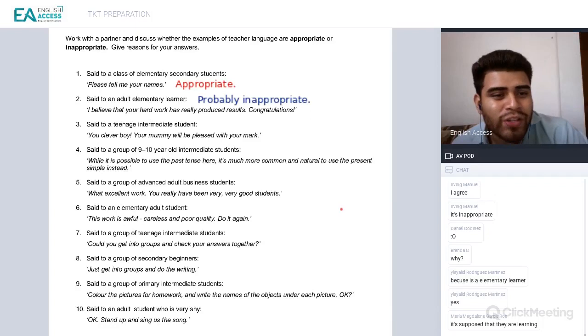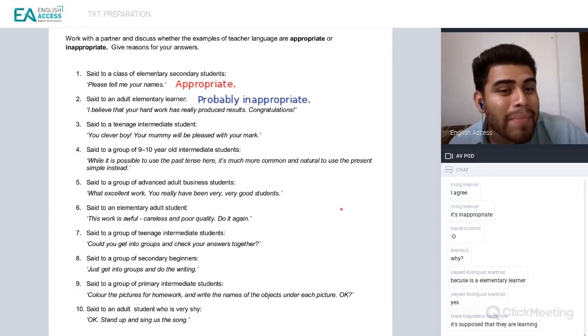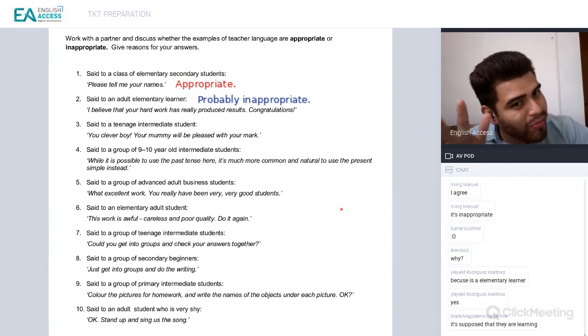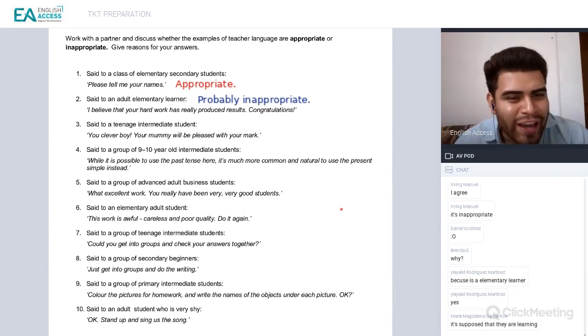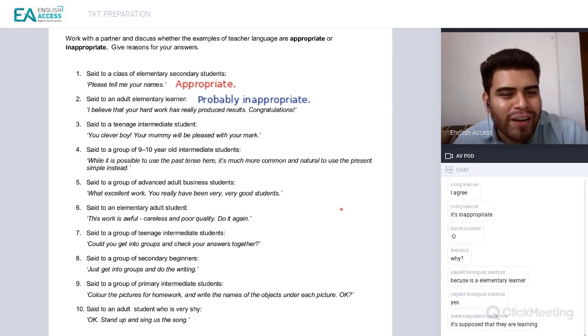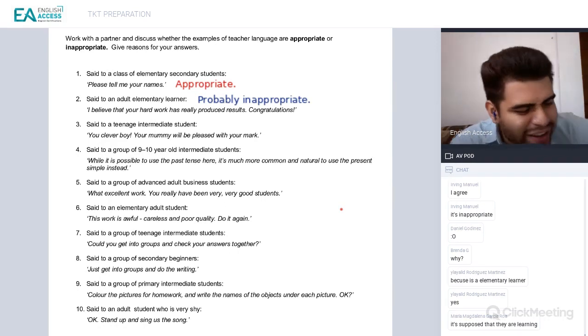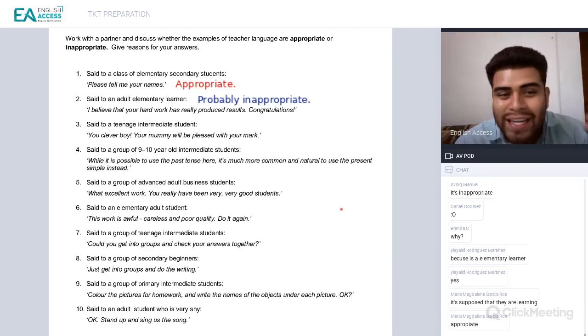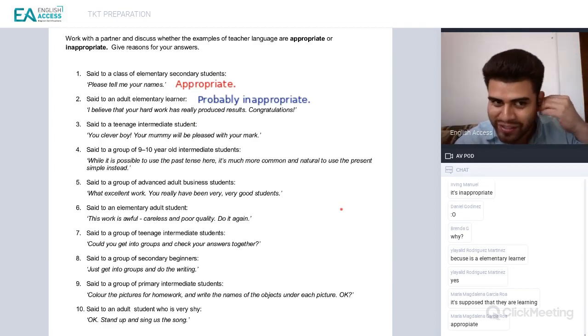Number 3, said to a teenage intermediate student. Intermediate, that means they are almost advanced. You clever boy, your mommy will be proud, or mommy will be pleased with your mark. Do you think this is appropriate or inappropriate for a teenage intermediate student?